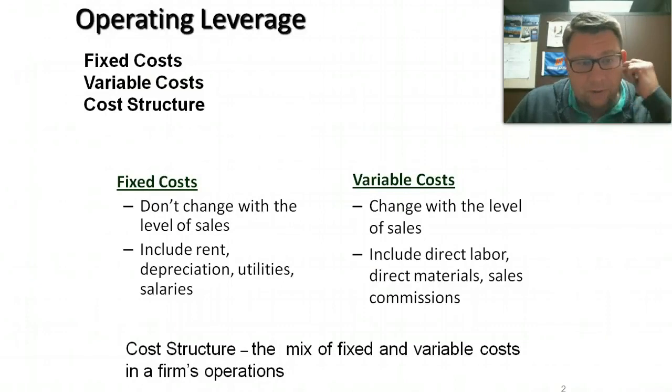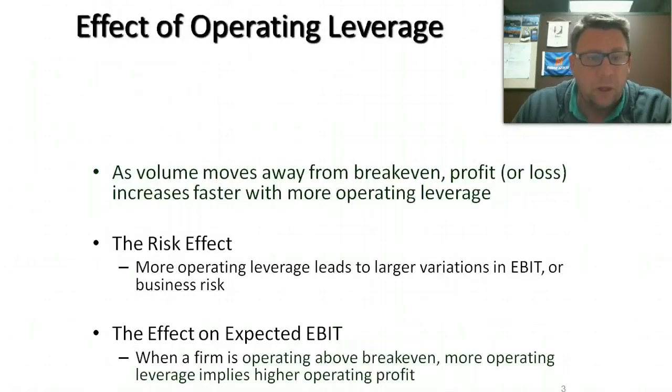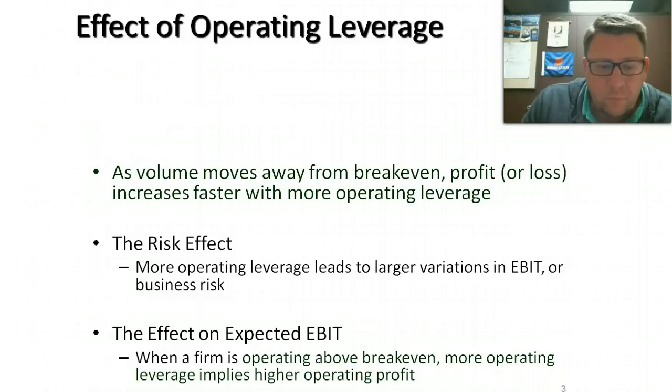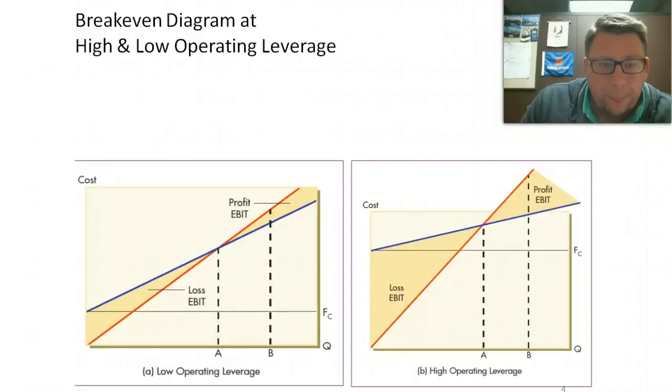So remember that operating leverage deals with our cost structure, so fixed costs and variable costs. As volume moves away from break-even, profit or loss potentially increases faster with more operating leverage. This is the risk effect. So the more operating leverage we have, the larger variations in EBIT. We'll see an example of that.